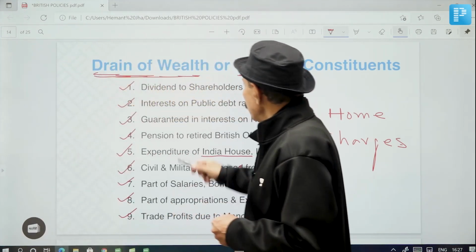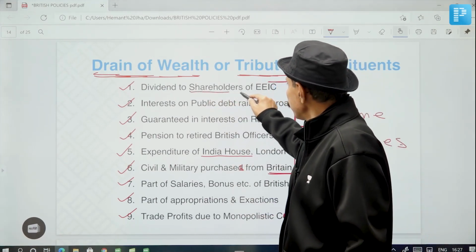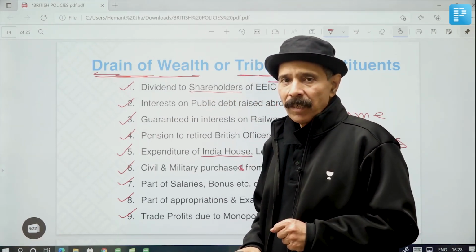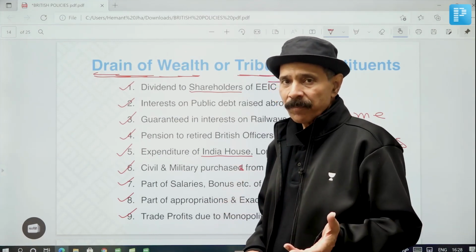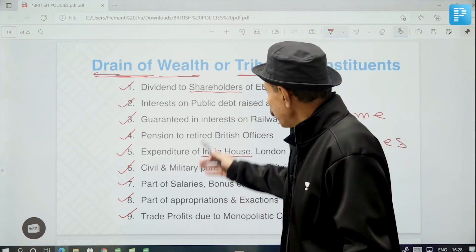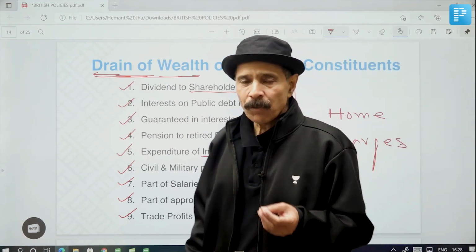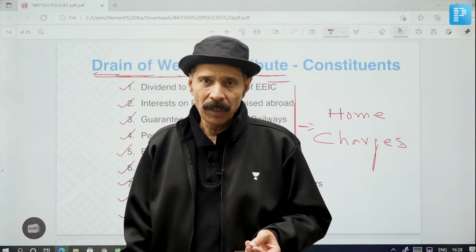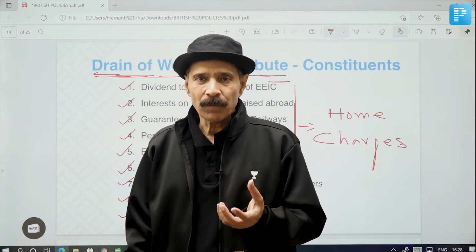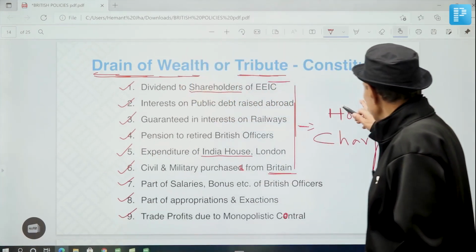Consider first example, dividend to shareholders of East India Company. So these shareholders resided in Britain. So expenditure took place in Britain. But this was out of Indian revenue and this was associated with British government in India. Similarly, you find other examples also, 1 to 6. So with respect to the economic policy of drain, also known as tribute, just two things are important. 1, what was this? And 2, the major constituents. And one more point you can add, 3, the home charges.